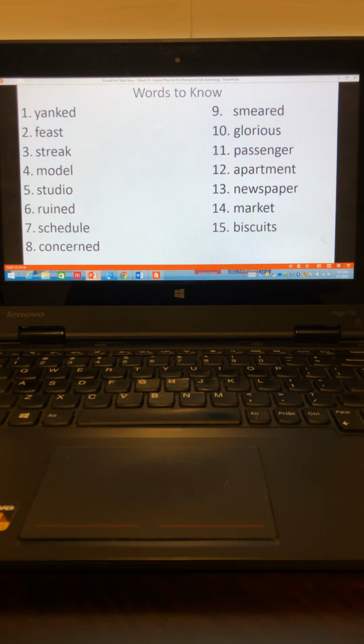Our focus words: yanked, feast, streak, model, studio, ruined, schedule, concerned, smeared, glorious, passenger, apartment, newspaper, market, biscuits.